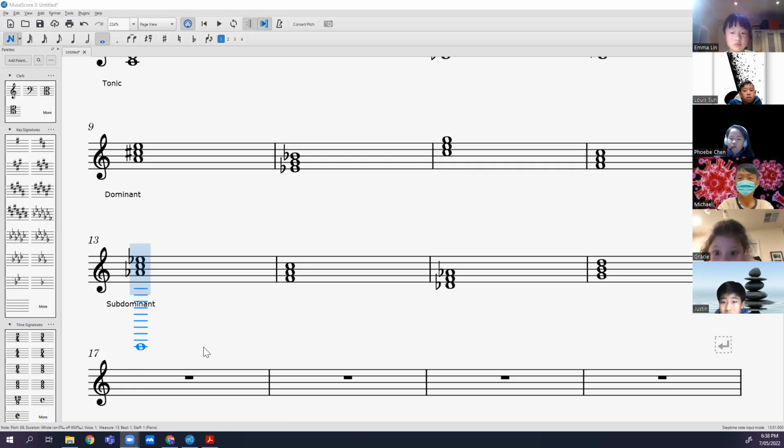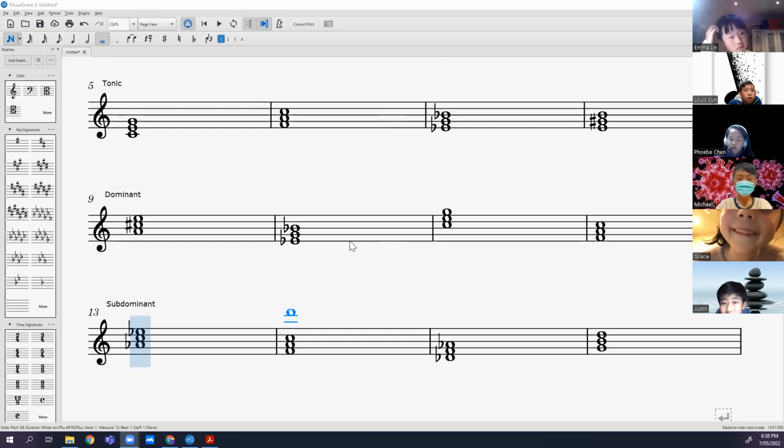React with the thumbs up emoticon in the chat if you're finished. Just put a thumbs up in the chat, or an emoticon reaction, like the reaction tab, whatever. Phoebe's finished. I'm pretty sure Jade's finished. Michael's definitely finished. Gracie's finished. Justin still has some mistakes. I think Emma is still working.